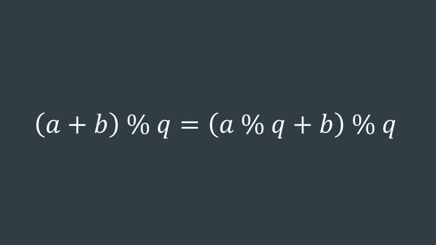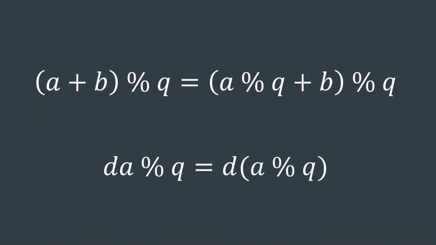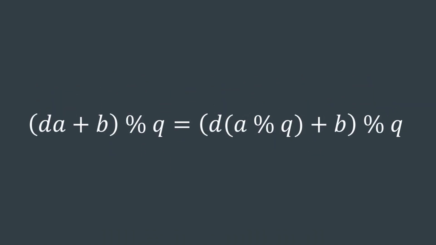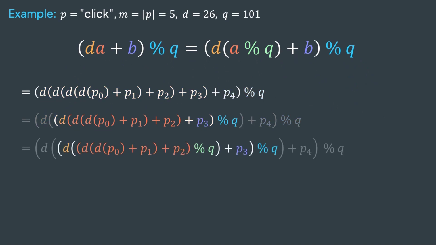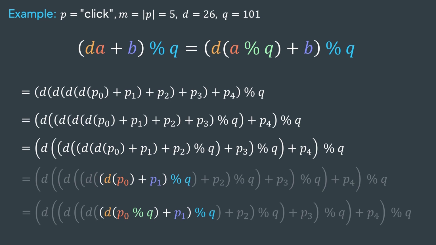You need to know that a plus b modulo q is equal to a modulo q plus b modulo q. Also, d times a modulo q is equal to d times a modulo q. By combining these two laws, we get that d times a plus b modulo q is equal to d times a modulo q plus b, all that modulo q. And we use this law to introduce modulo q like this, by considering d, a, and b like this. Same thing here, by considering d, a, and b like this, we can introduce modulo q. We do it again here, and we do it again here, we get this expression.